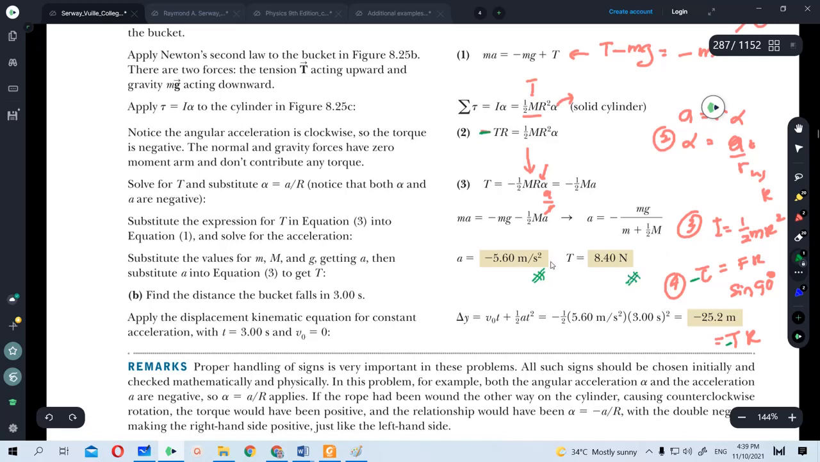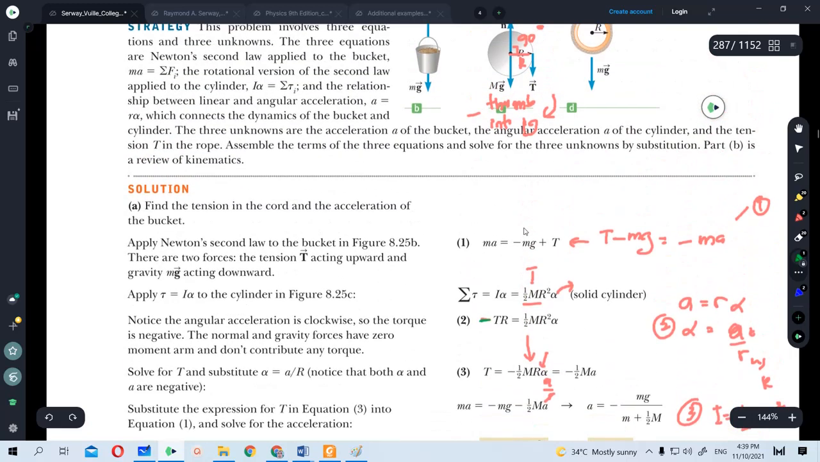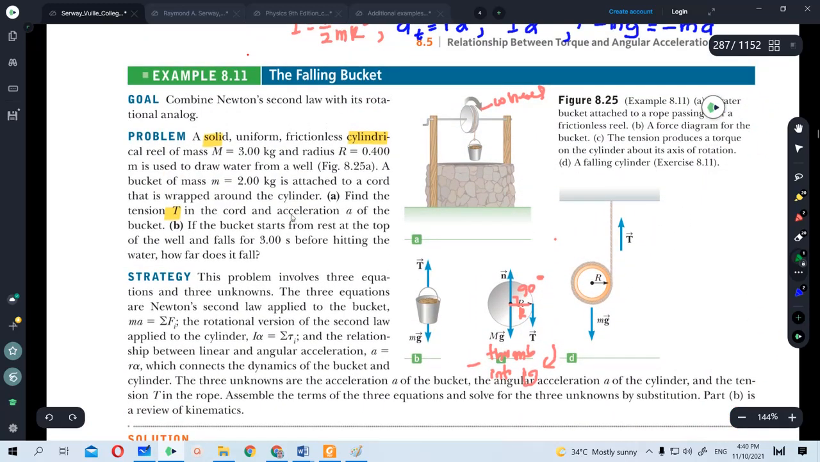Give it a try. What's important is that you see these equations arranged into one single expression. Okay, next one. If the bucket starts from rest at the top of the well and then falls for 3 seconds before hitting the water, how far will it fall?